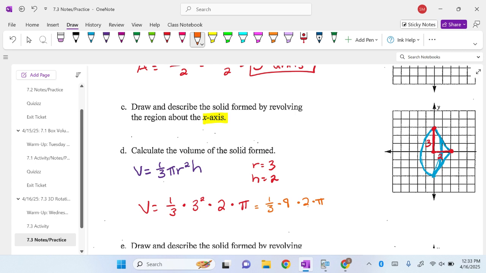Anyone know what 1/3 times 9 is? Same thing as 9 divided by 3. It's 3. So this would be 3 times 2 times pi. So what do you think my answer is going to be? 6 pi. Because 3 times 2 is 6, and then we just slap the pi on at the end. So 6 pi units cubed.